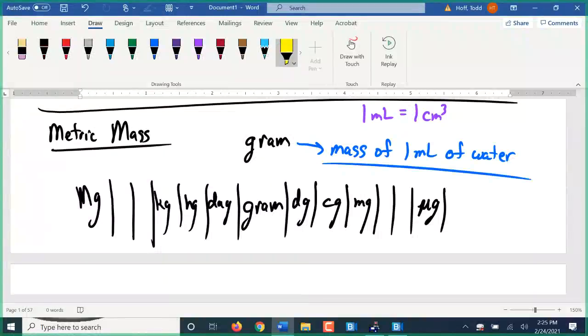Now, some things to mention here. Again, the gram, the kilogram, and the milligram are the ones that caught on. The other ones never really caught on. They exist, but we don't really use them for anything.